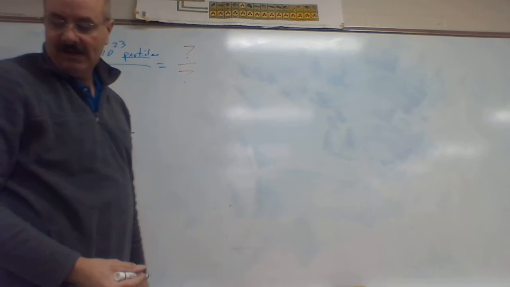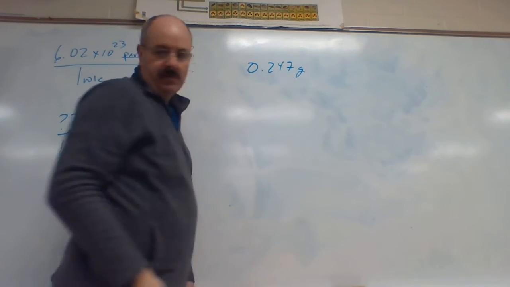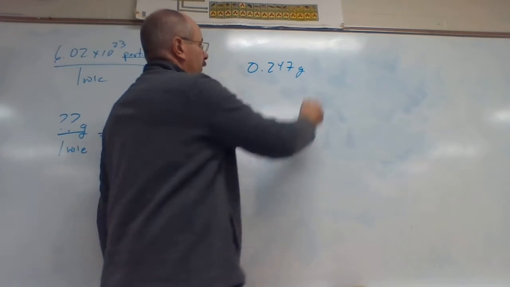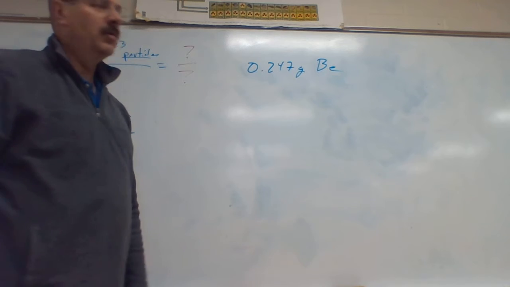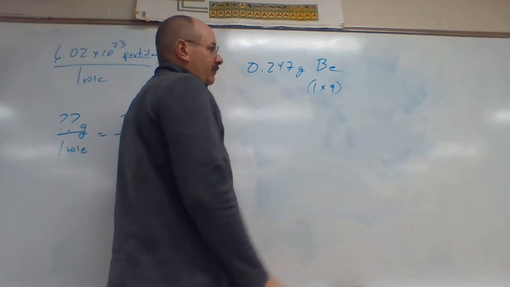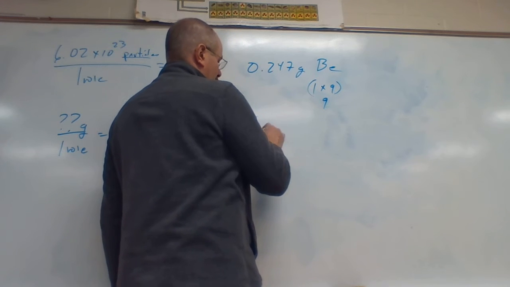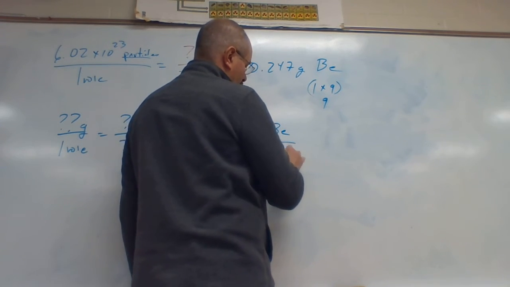So 3 letter A, I've got 0.247 grams of what stuff? Beryllium, Be. So I got to do the same step. I got to find out the molar mass of beryllium. There's only 1 of him, times his molar mass is 9. So it's 9 grams of Be if I had 1 mole of Be.